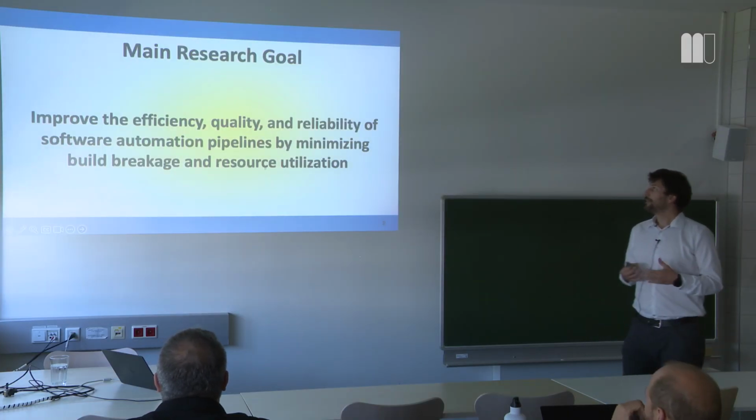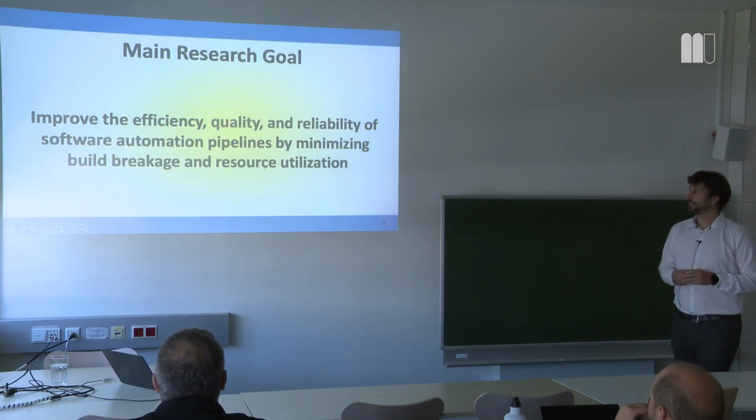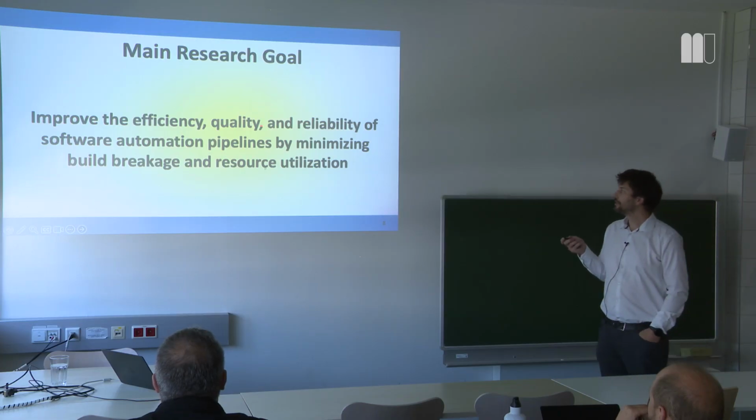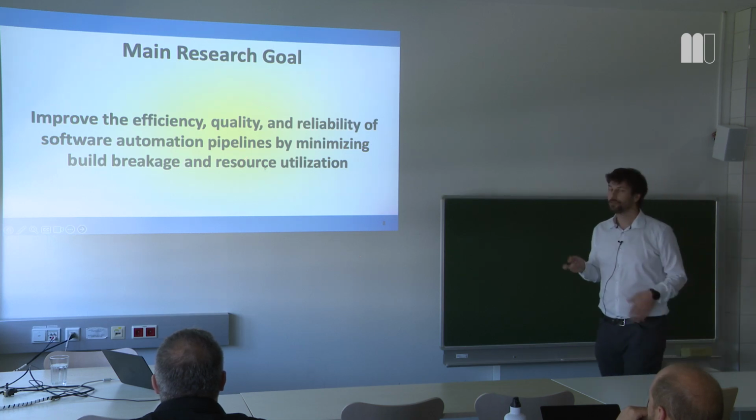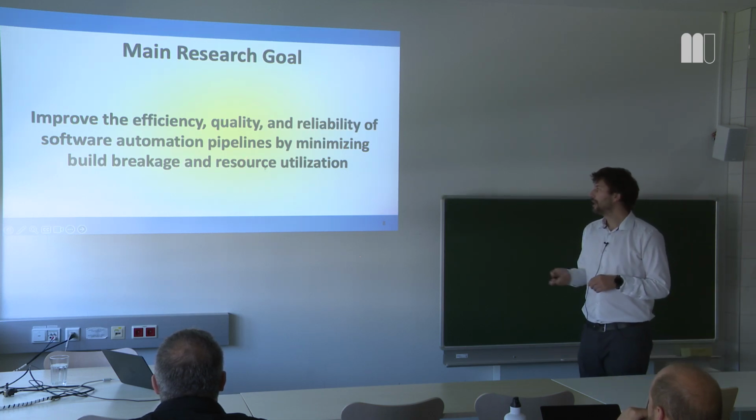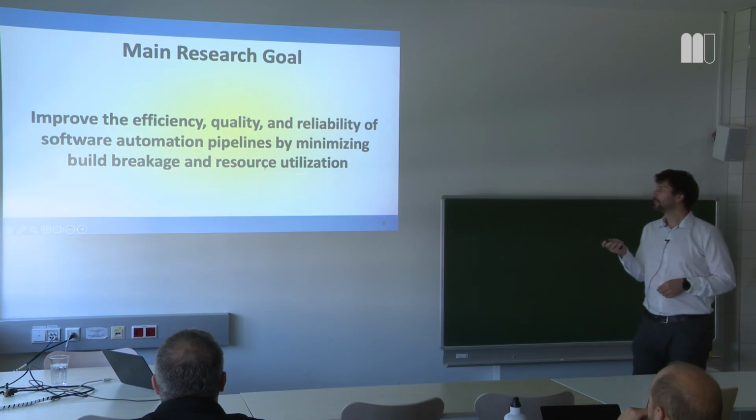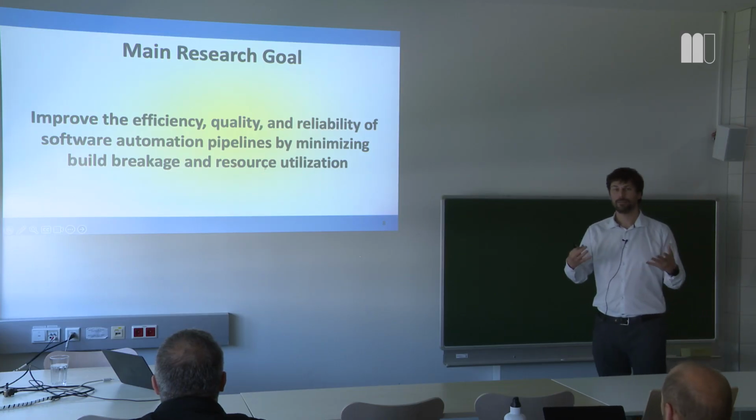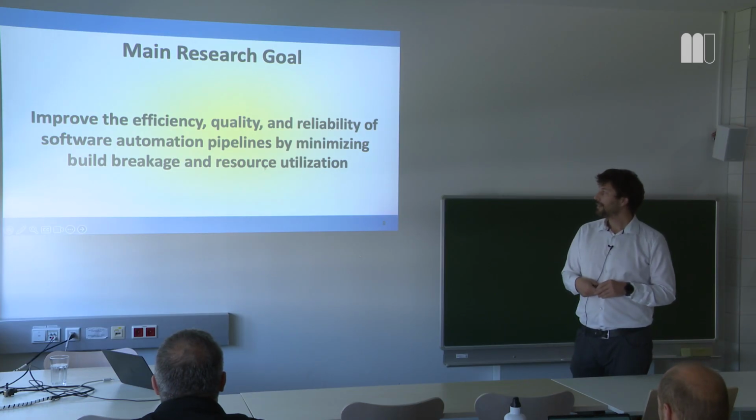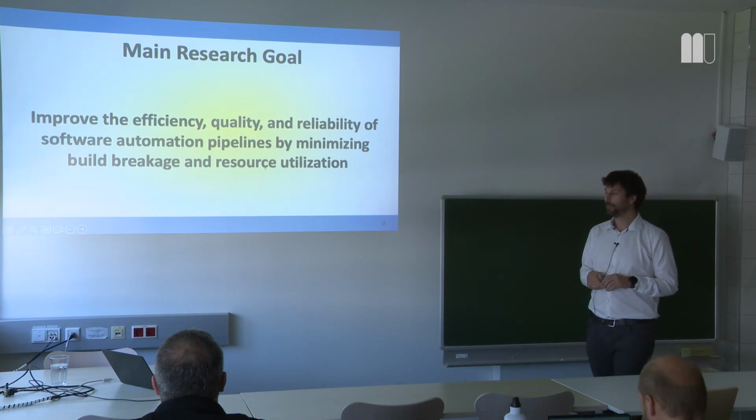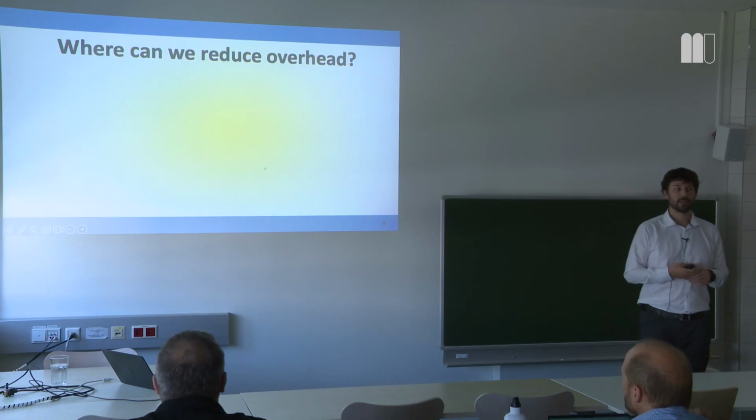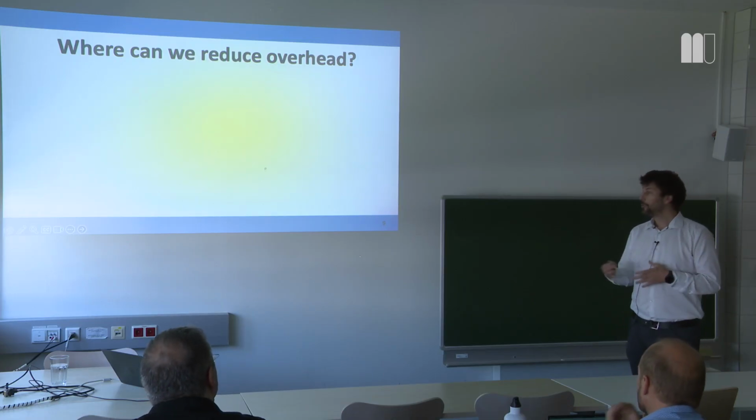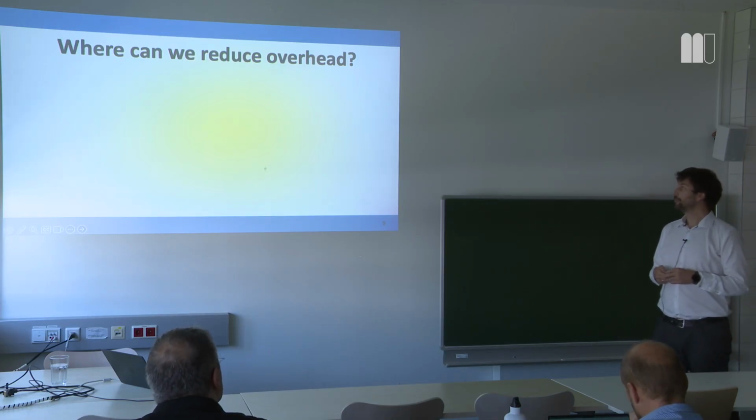So my main research goal of this habilitation project is all about improving the efficiency, quality, and reliability of these software automation pipelines by minimizing the build breakage, so the errors that these pipelines can produce, and also with some outlook to resource utilization, so that maybe we can have more efficient usage of these pipelines. So the first question we can ask now is, where can we save the money? Because there's quite a lot of work going on. Where are the best opportunities to save money?